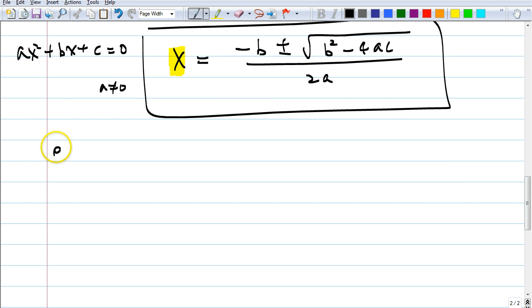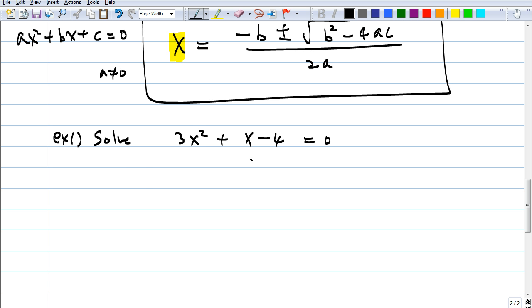Example 1. Can you solve this quadratic equation, 3x squared plus x minus 4 equals 0, using the quadratic formula? When you use the quadratic formula, first of all write down what A, B, C are. What's your A, guys? 3. What's your B, class? There's no coefficient, so there's that invisible 1. So your B is 1. What about your C? Is it 4 or negative 4? It's important that you understand this is really negative 4, right?